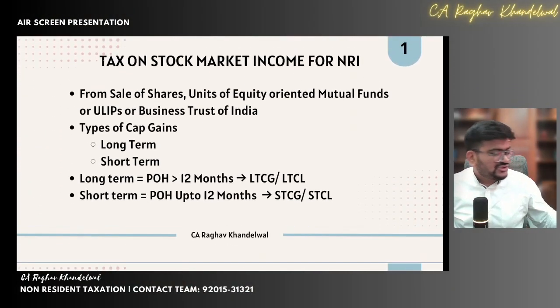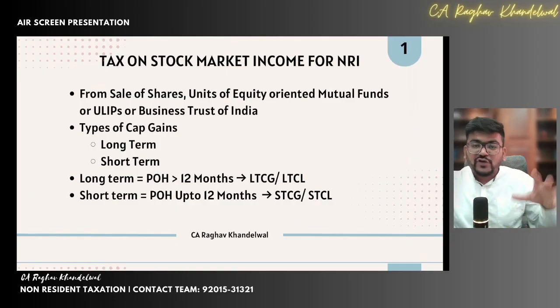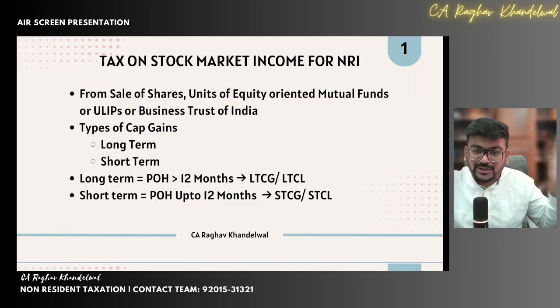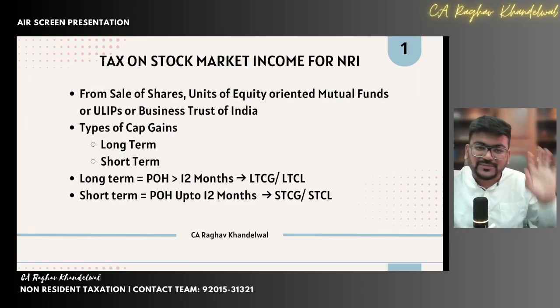Now we are on the screen. So see, if you have income from the sale of shares, mutual funds or ULIPs, there are going to be two types of capital gains. First is short term capital gain, second is long term capital gain.